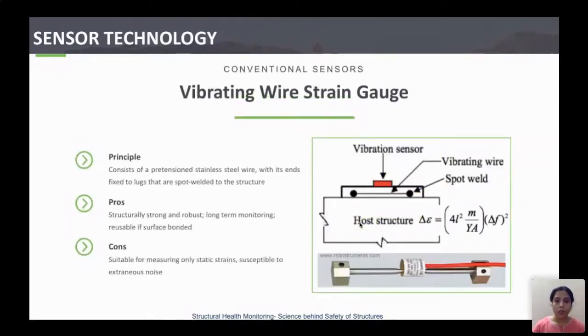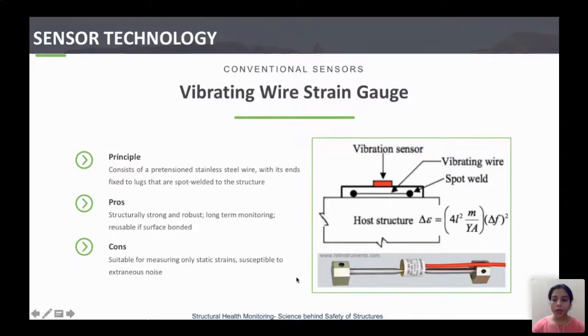Another type of sensor which is used for strain measurement is the vibrating wire strain gauge. They are very robust and very frequently used for strain measurements in site applications. This is how it looks. Here you can see the ends of this sensor, which are attached to the structure. It is surface bonded. Even embedded vibrating wire strain gauges are also available in the market.